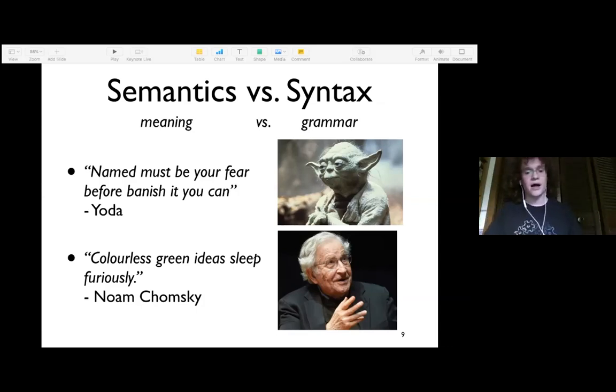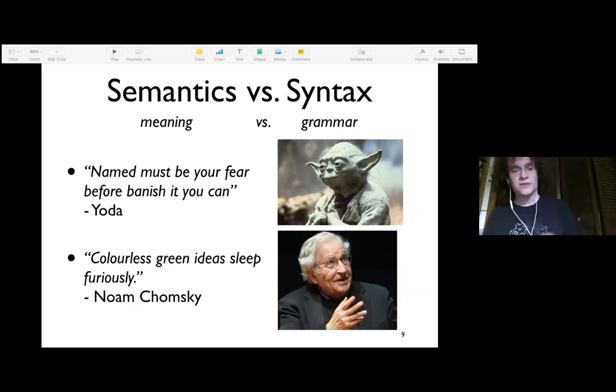Conversely, colorless green ideas sleep furiously is perfectly grammatical English, but it has no meaning whatsoever. It doesn't mean anything for something to be both colorless and green. It doesn't mean anything for an idea to have color. It doesn't mean anything for an idea to sleep. It doesn't mean anything to sleep furiously. It is completely and utterly without meaning.